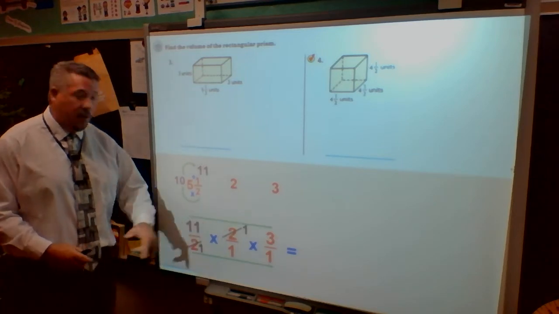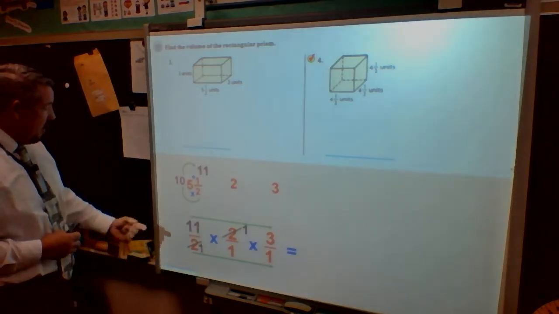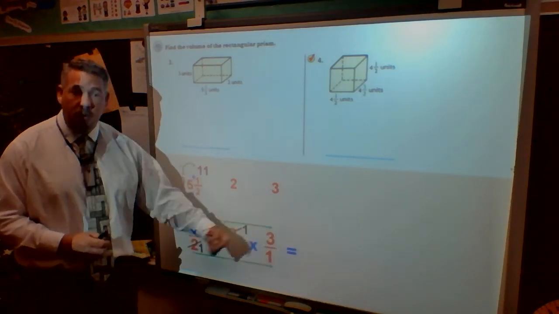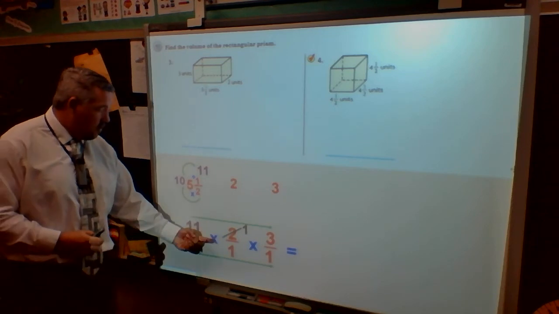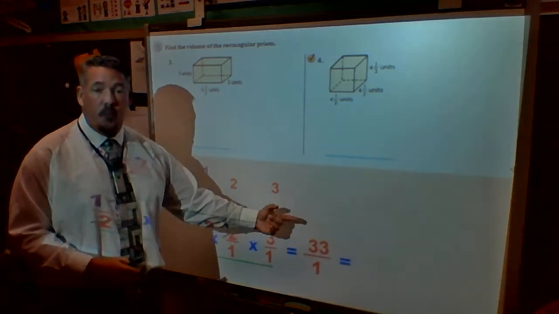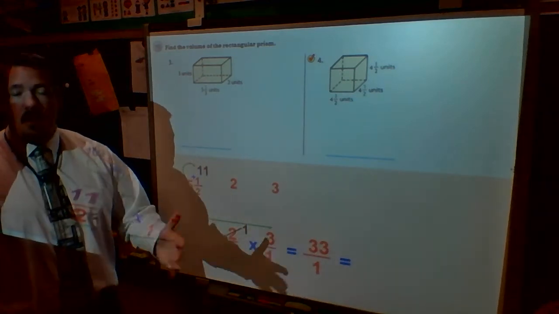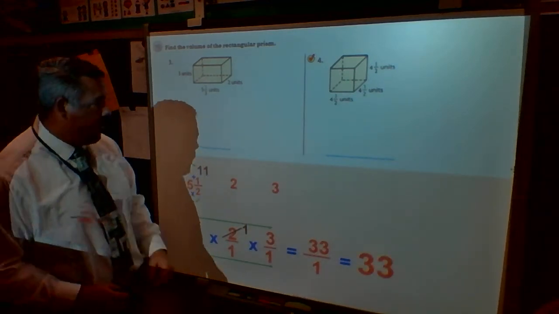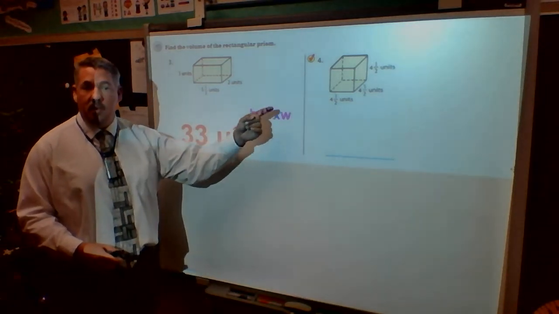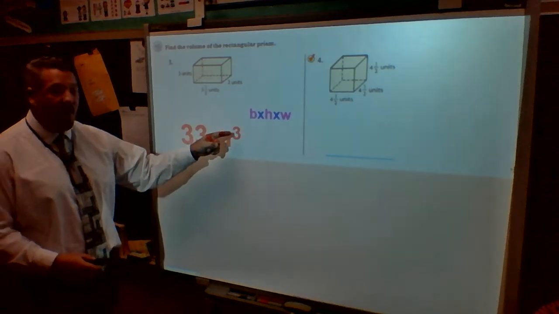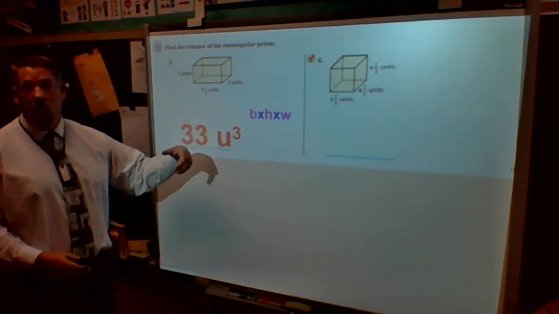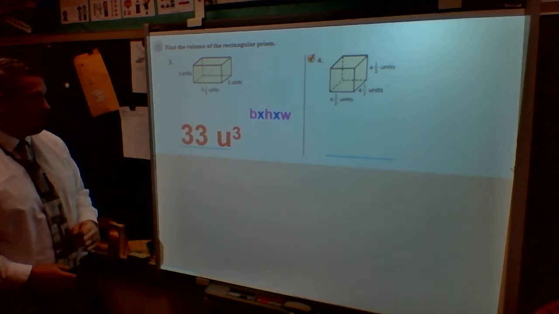So when I cross reduce to make my final step easier, I end up with 11 times 1 times 3. And in my denominator I have 1 times 1 times 1. That's much simpler, because I have 11 times 3, which is 33 over 1, and I know that that's just 33. So I'm going to have 33 what? Well, once again, 3 things that I multiplied together tells me that I'm going to have a cubed label, so I'm going to have my units cubed, or units to the 3rd power.